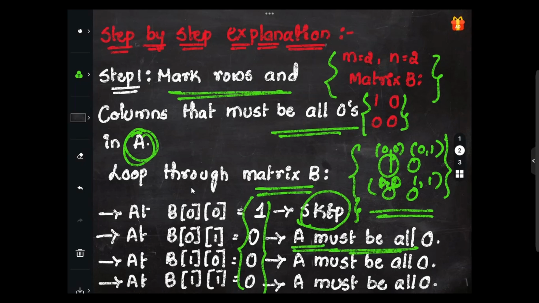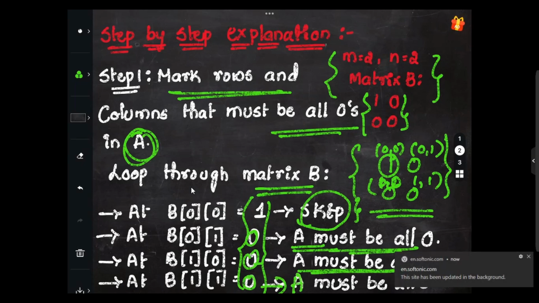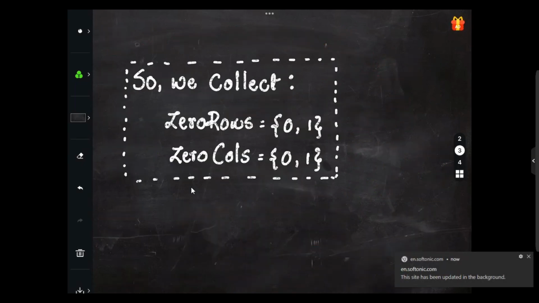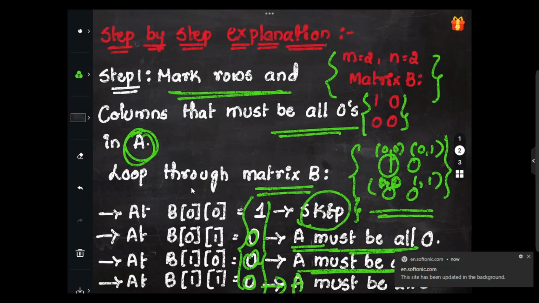A must be all 0. Here we have the value 0, so A must be all 0. Here also A must be all 0 because the value is 0. Here also the value is 0, so A must be all 0. I hope this is clear. So let's move on with the next one. What we will do here is collect 0 rows and 0 columns, for all the other three values, all 0, except 0 comma 0.